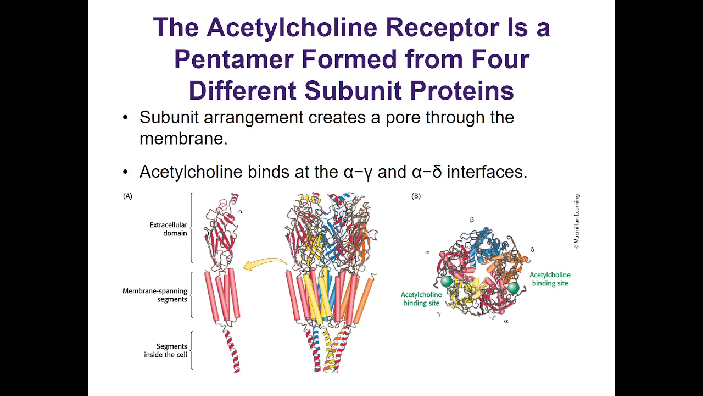Anyways, so here we see our alphas. Right here is our gamma, beta, delta. Everybody okay with that? Okay. Now, what do we notice about our alphas? Why are those getting conserved? Where are our acetylcholine binding sites?